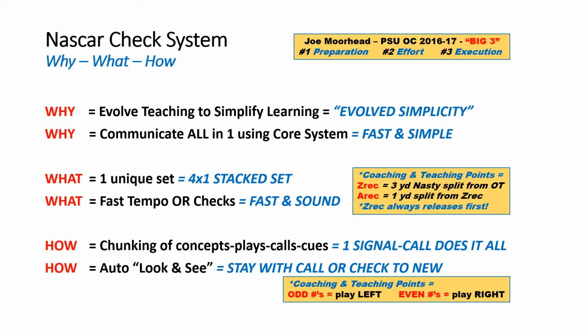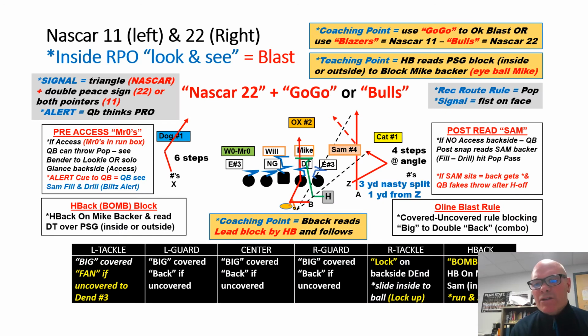Key teaching and coaching point here: when we use numbers, odd numbers means the play is to the left, even numbers means the play is to the right. All right, here's where we start with this. This is called a NASCAR 11 or a 22. 11 means we would be to the left with our formation and with our play, 22 would be to the right. Again, odd numbers left, even numbers right.